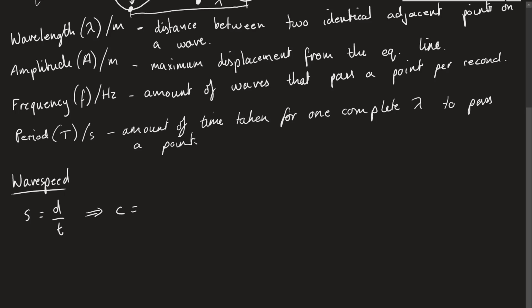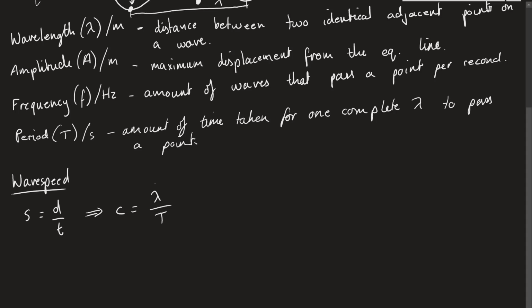Now we have two distances, but one is going to be in the direction that the wave is traveling, so it's going to be the distance covered, and one is just the distance that we've propagated, like upwards, just storing the amount of energy. So we're going to use the wavelength because we're looking at the distance traveled along, and the time that it takes for one wavelength to travel is called the period. So that's c equals lambda over T.